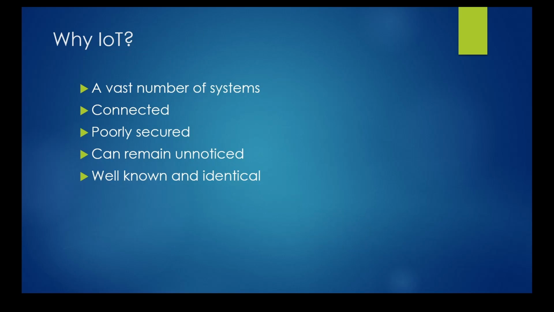Why are IoT devices such a great target to become part of a botnet? Because you have a vast number of them, which is good for both finding unsecured systems statistically and also to create large attacks. IoT systems are connected and many times poorly secured. It is more likely to remain unnoticed after infecting an IoT device than on a desktop or a laptop. Devices are also well known and identical to each other, so you can hack one and know all the others.